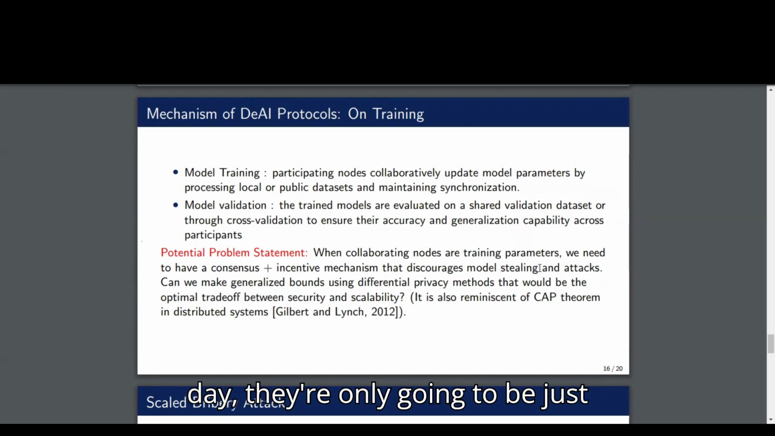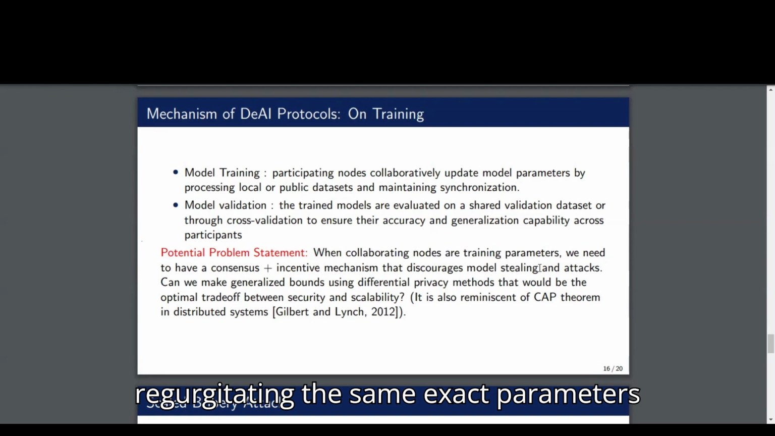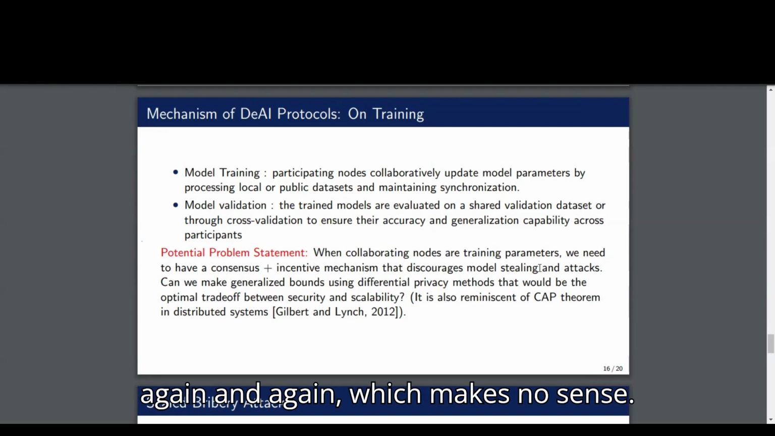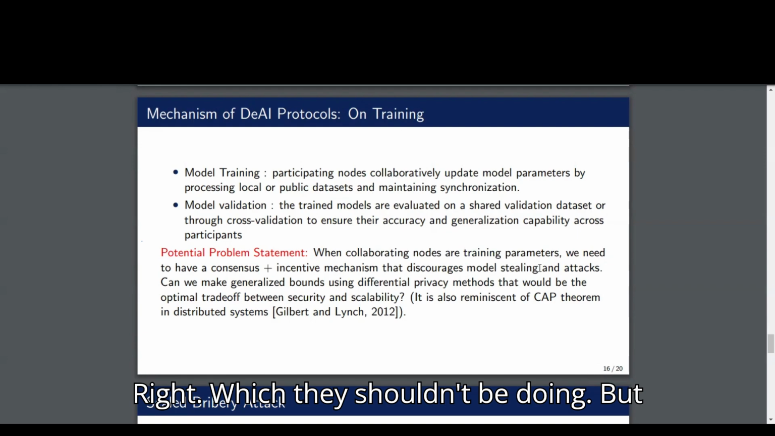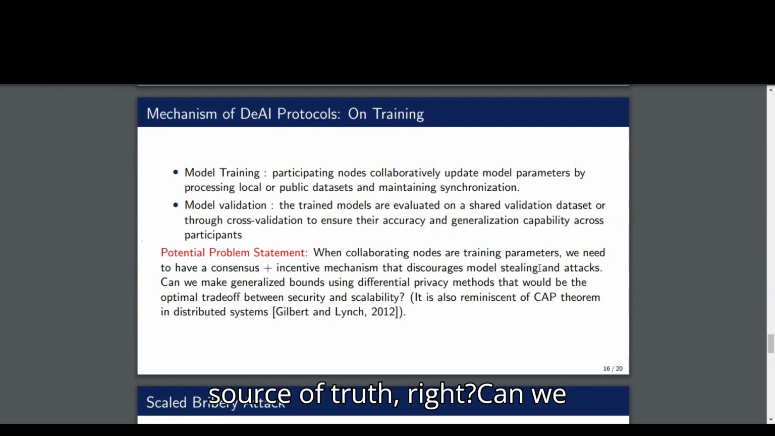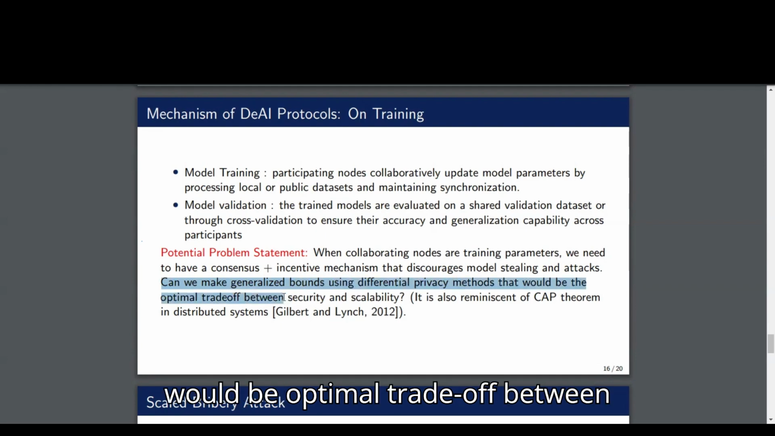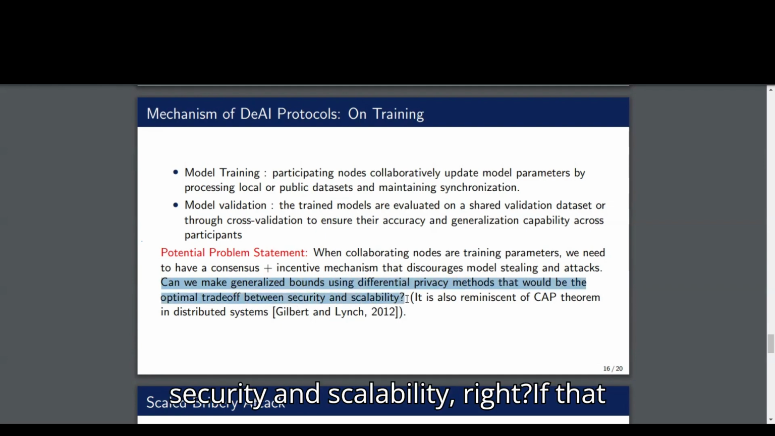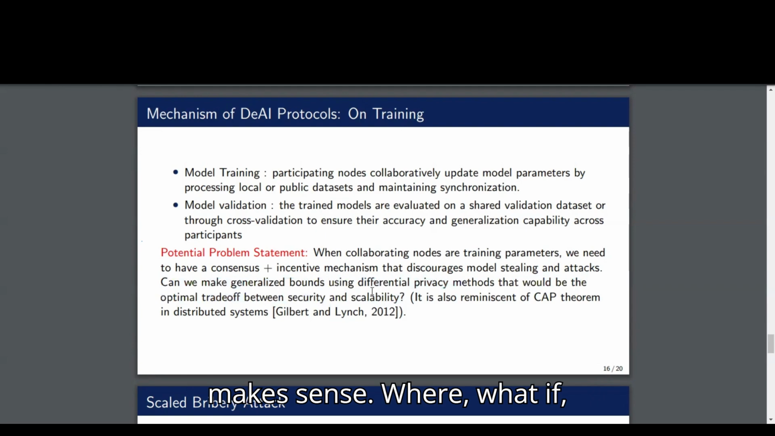But at the end of the day, they're only going to be just regurgitating the same exact parameters again and again, which makes no sense, right? Which they shouldn't be doing. But if they do it, even the consensus can't stop them that easily because that's the source of truth, right? Can we make generalized bounds using differential privacy methods that would be an optimal trade-off between security and scalability, right? If that makes sense.